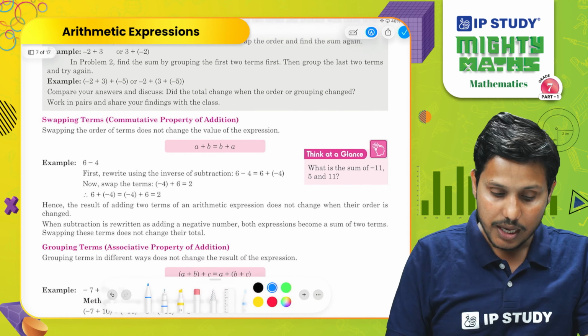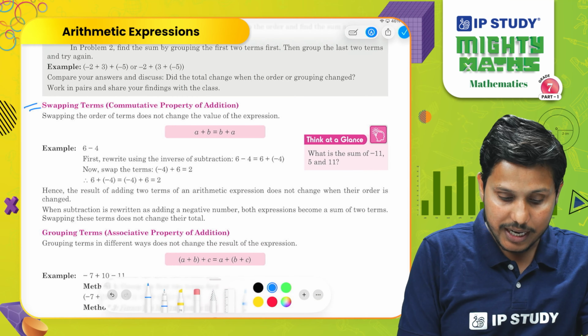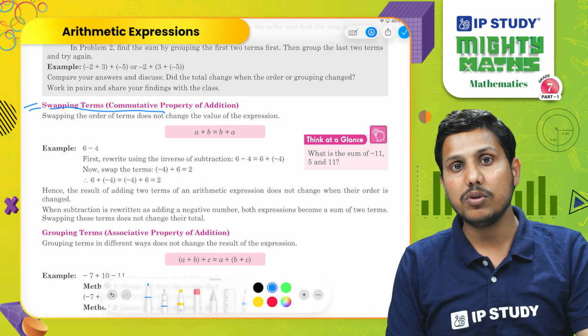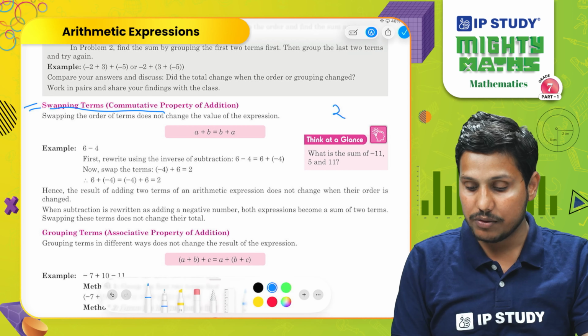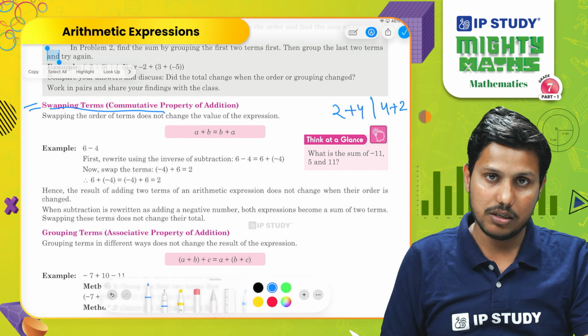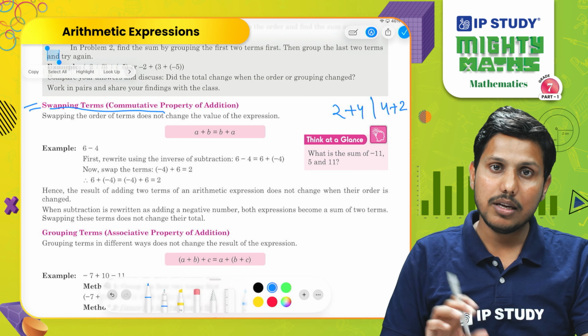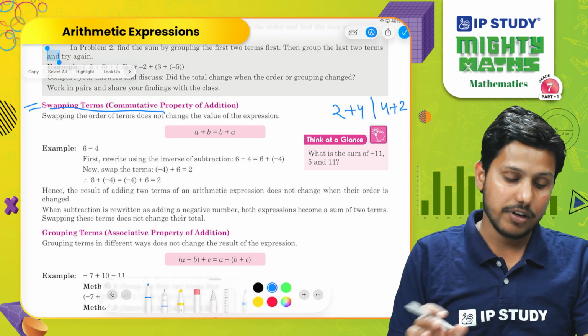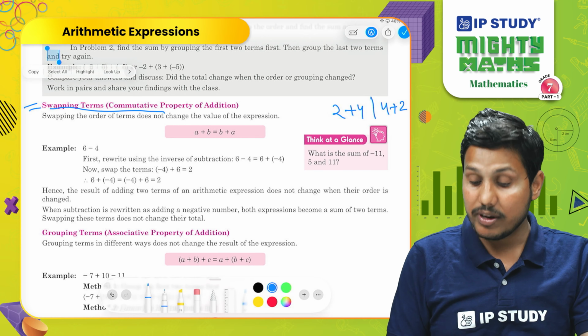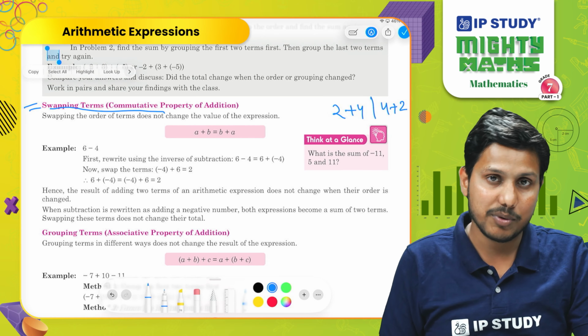Okay. Now, the first property is swapping terms, which is called the commutative property of addition. We already know that adding two numbers like 2 plus 4 or 4 plus 2 both give the same answer. So, we can swap the numbers written on the right or left with each other. This works for numbers, and this is also an expression, so this works for a general expression also.